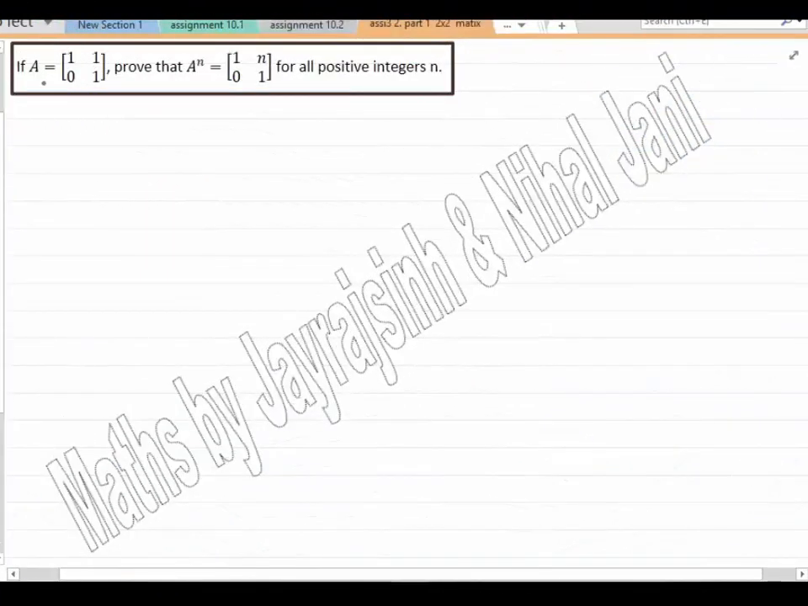Ta-da! Question: if A is equal to the matrix 1 1 0 1, prove that A raised to n is equal to the matrix 1 n 0 1 for all positive integers n. Okay, first of all, A equal to 1 1 0 1 is our given data, and we have to prove that A raised to n is equal to 1 n 0 1, and we are going to use the principle of mathematical induction.